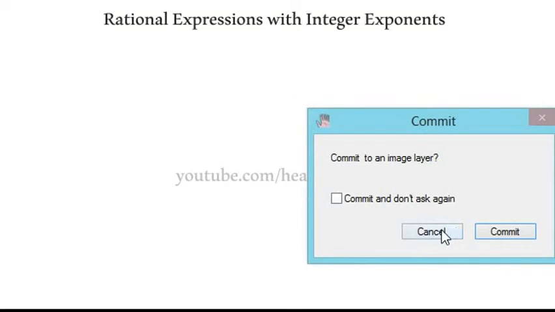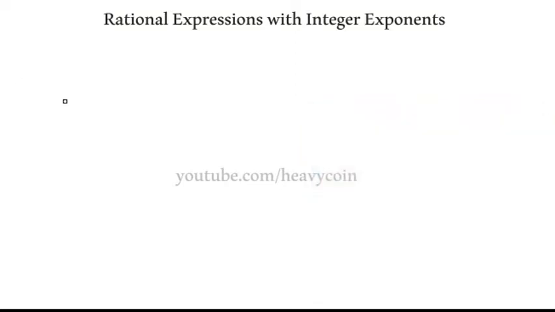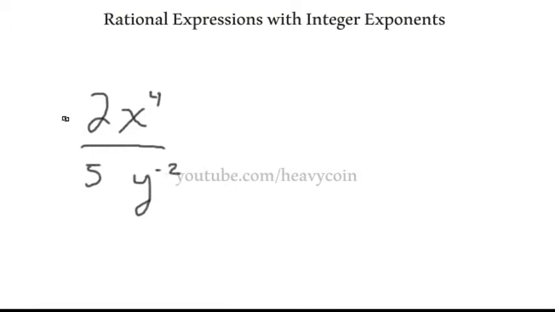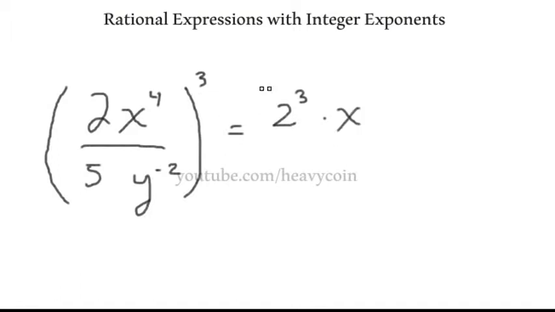Let's see here. Oh, man. Two x to the 4th over 5 y to the negative 2, and this is all raised to the 3rd. So this becomes 2 to the 3rd times x, 3 times 4 is 12, over 5 to the 3rd, and negative 2 times 3 is negative 6.